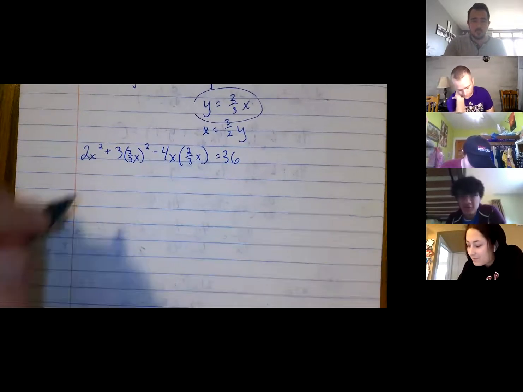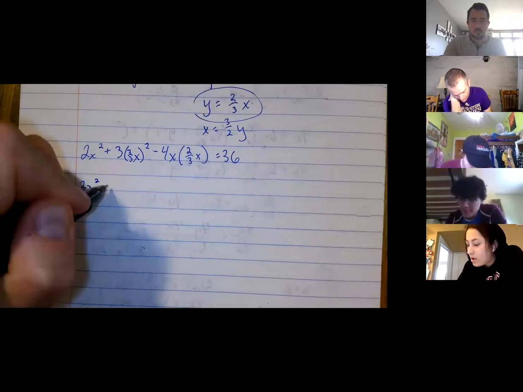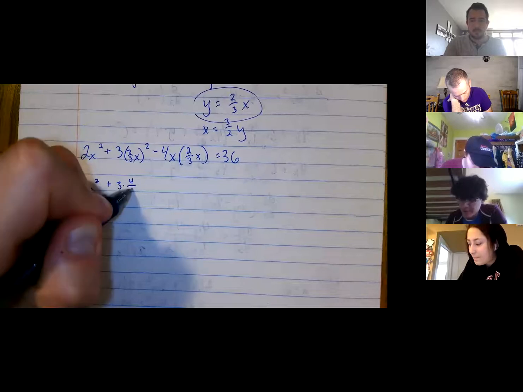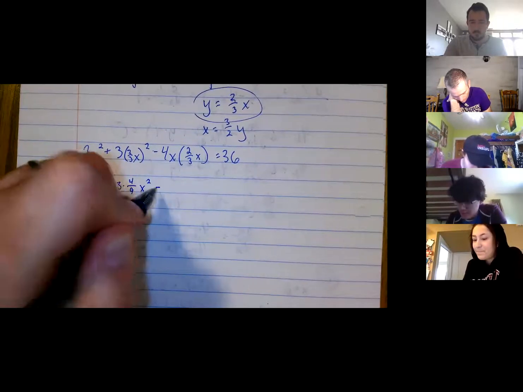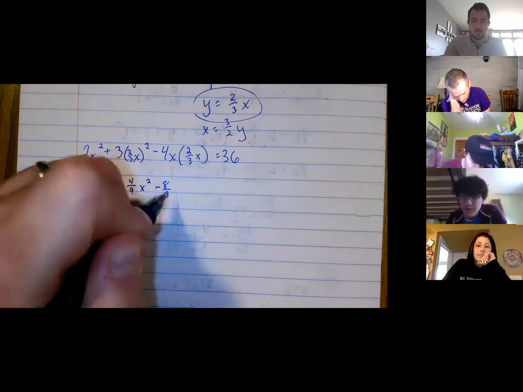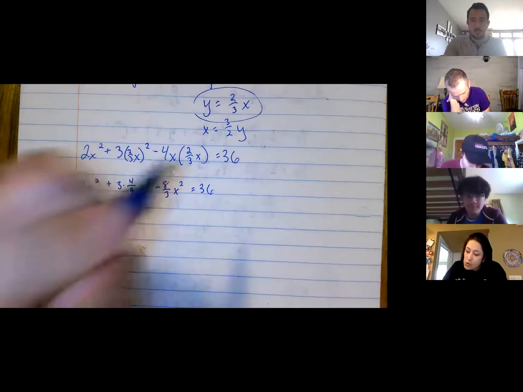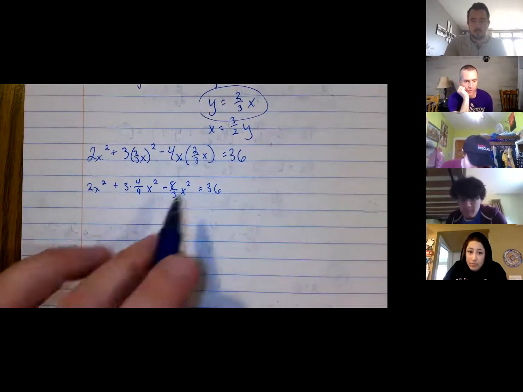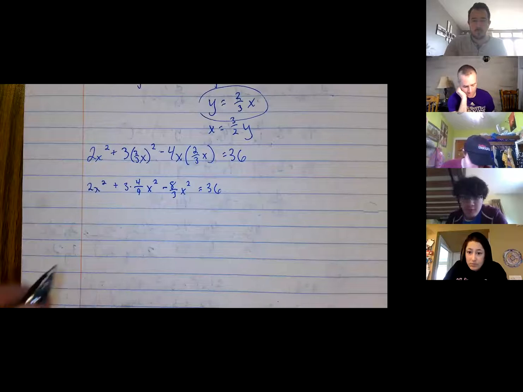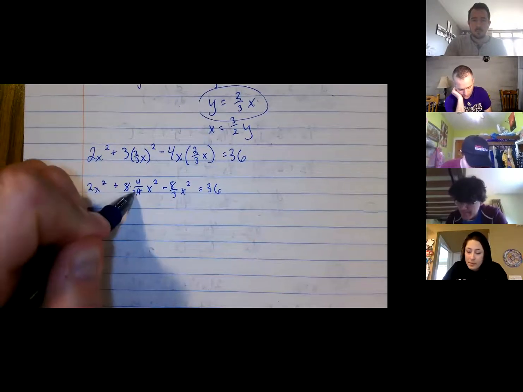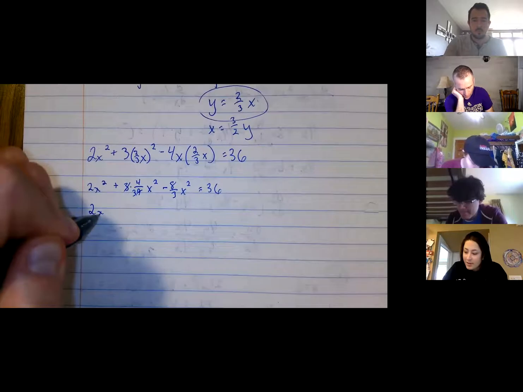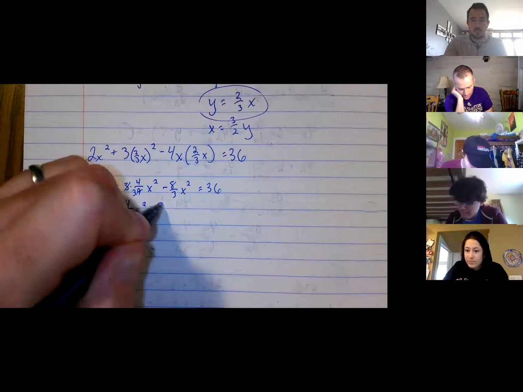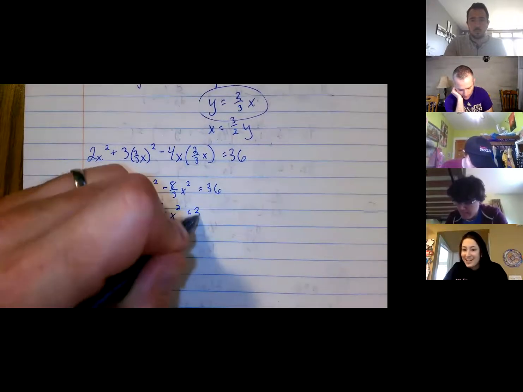So 2x squared plus 3 times (2/3 x) squared minus 4 times 2/3 x is equal to 36. And so then we're just simplifying. So I'm just squaring those and multiplying those here. All right, and we can simplify a little bit. This 3 and this 9 would reduce to just be 4/3. So I have 2x squared plus 4/3 x squared minus 8/3 x squared equals 36.